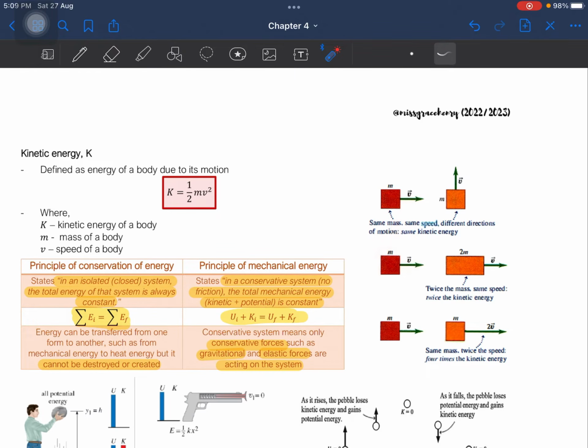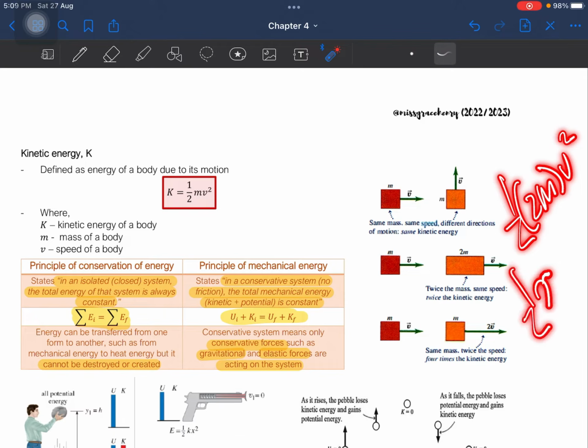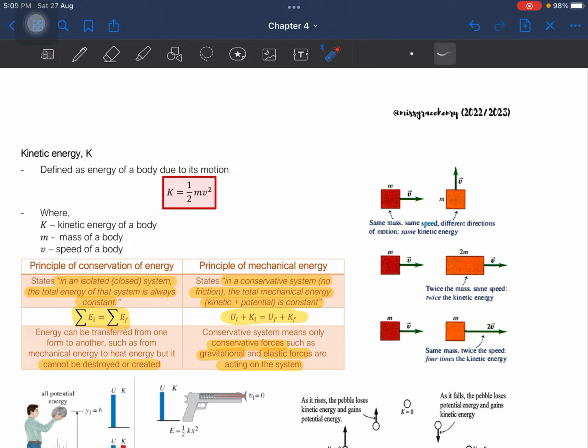Sekarang ni pula, this block is the same as the previous, but then the second block has twice the mass and twice the speed. Okay? Same speed. So, sekarang ni apa jadi dengan kinetic energy? Still, mass ni akan double V square. Mestilah the kinetic energy will be double from the red block lah.